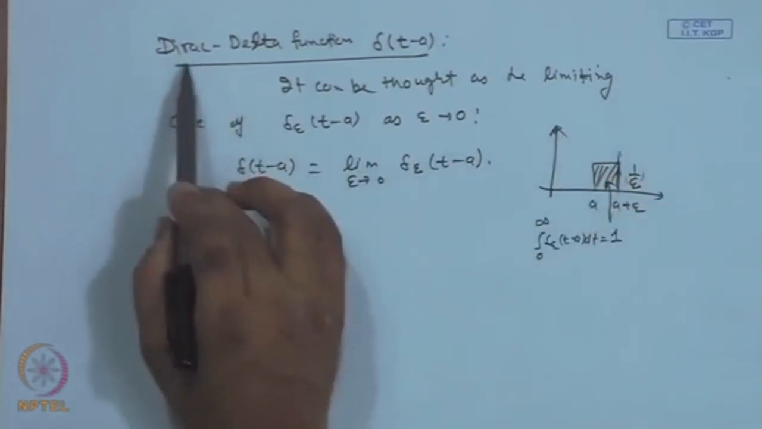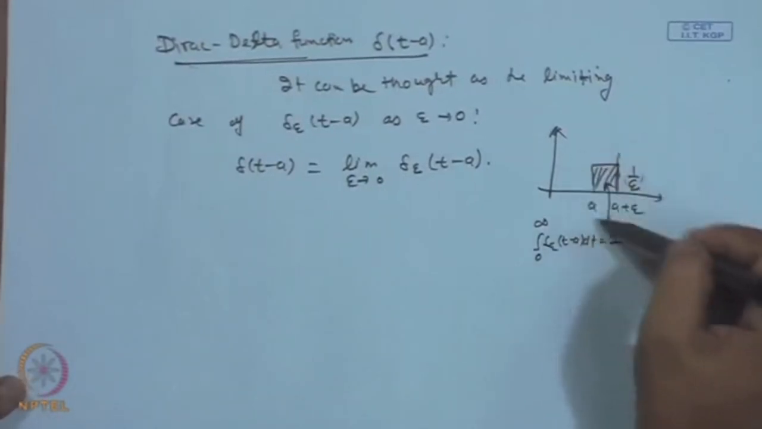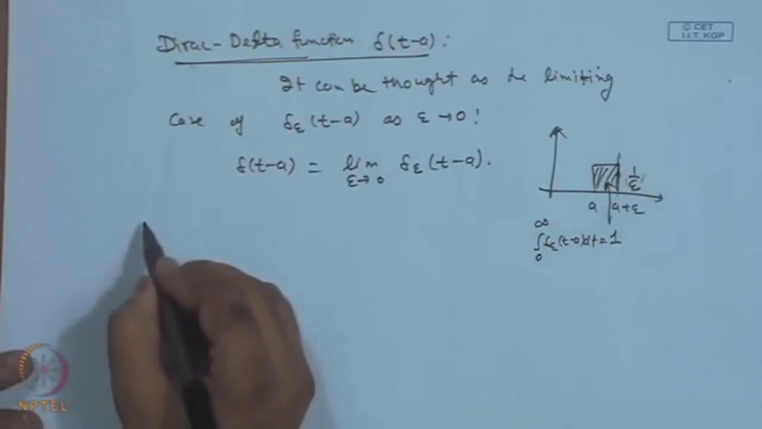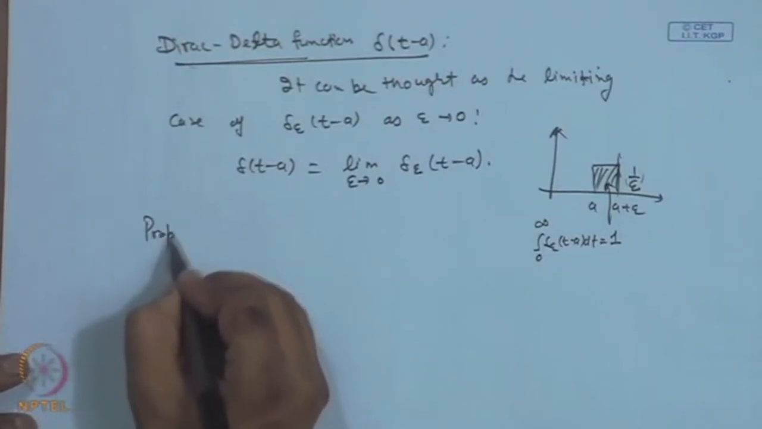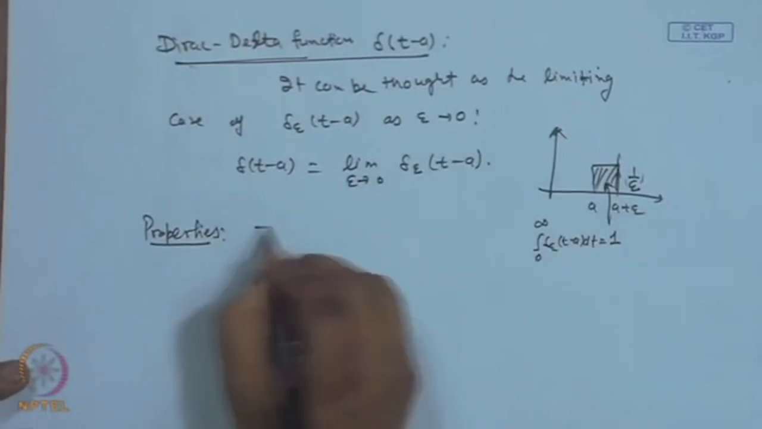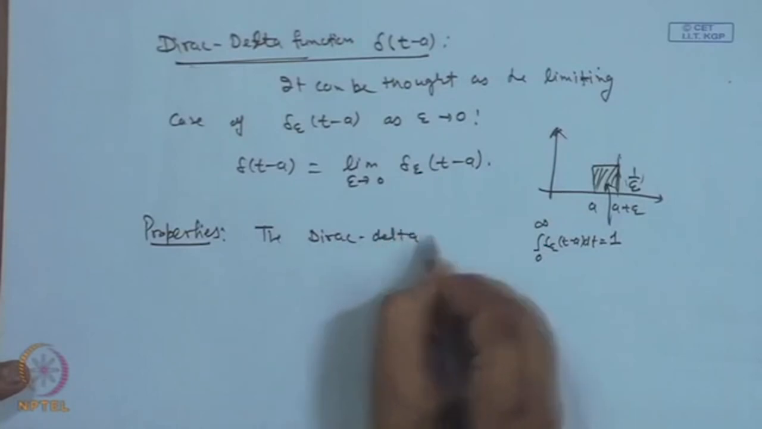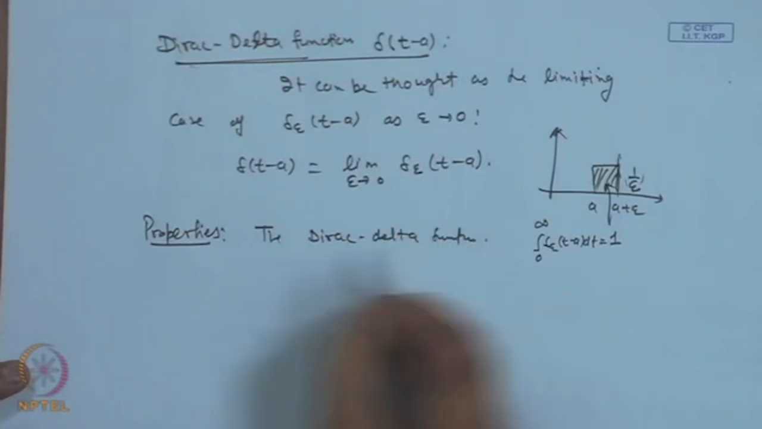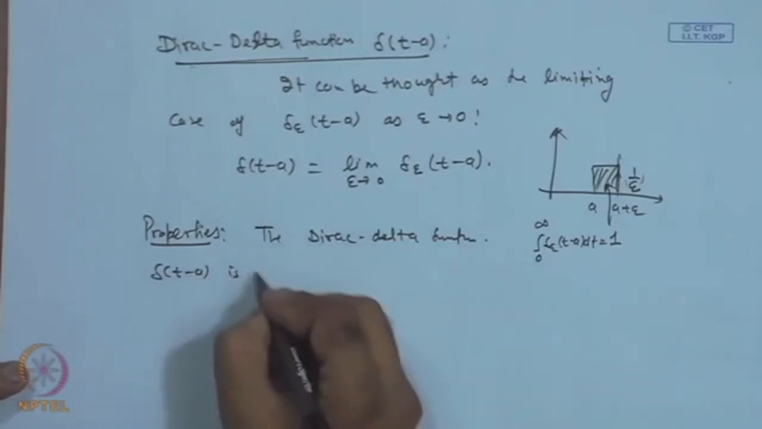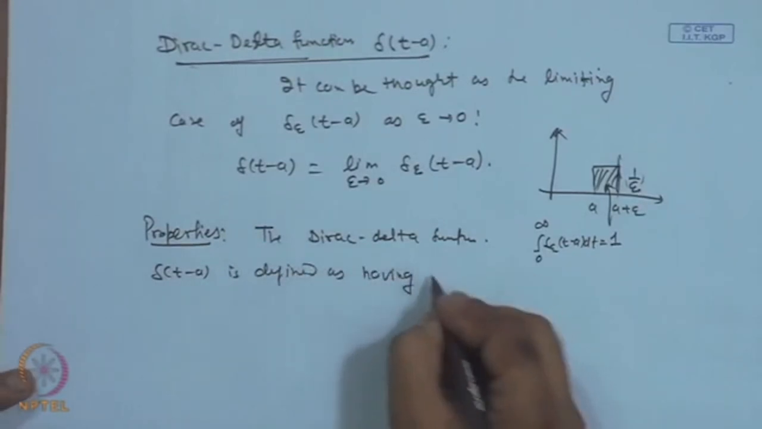So, this unit impulse function or this Dirac delta function, one can think of as the limiting case of this delta epsilon function, and it has the following properties which can be derived from this definition itself. So, the Dirac delta function delta t minus a is defined as having the following properties.